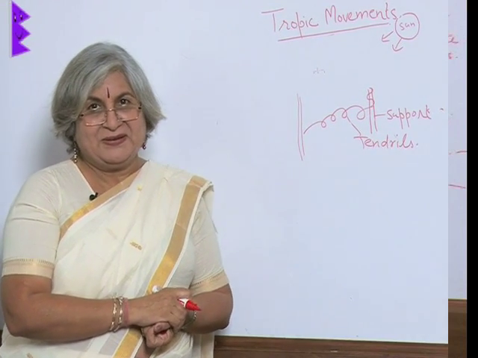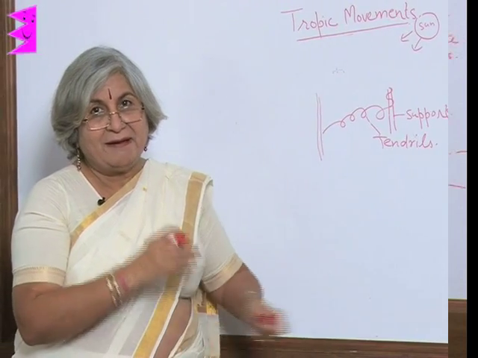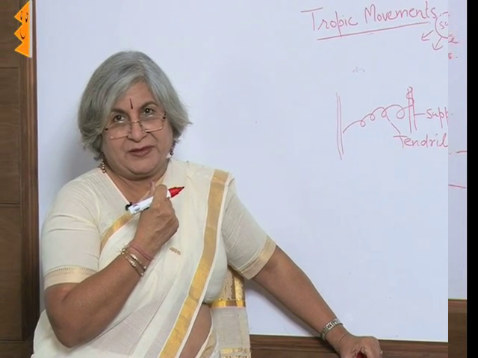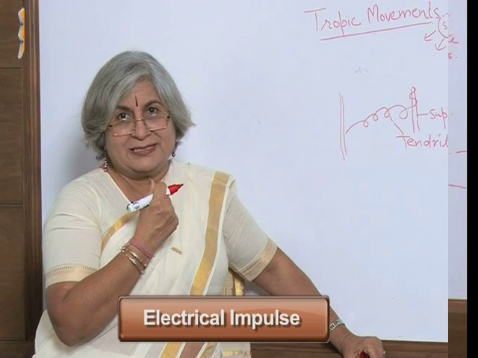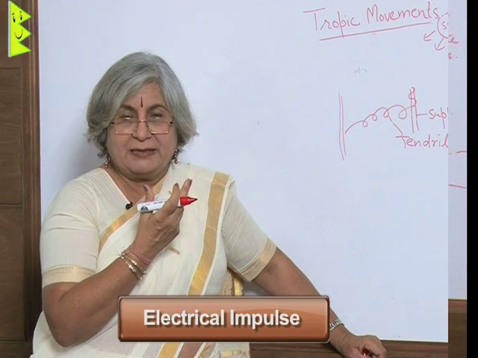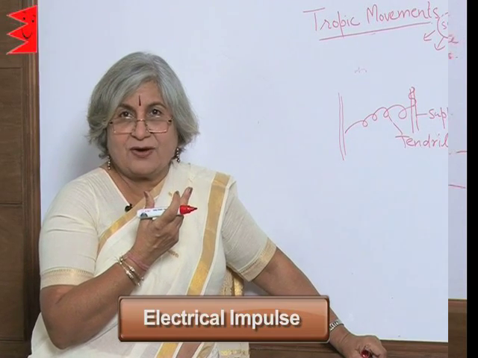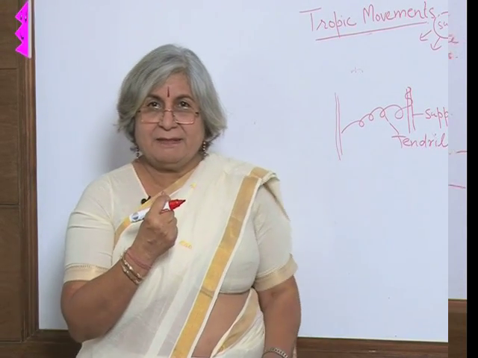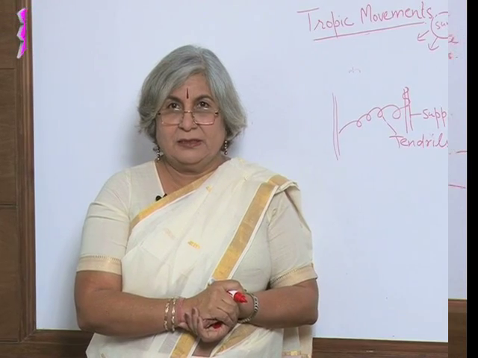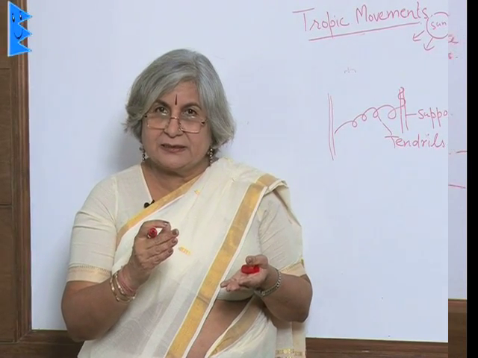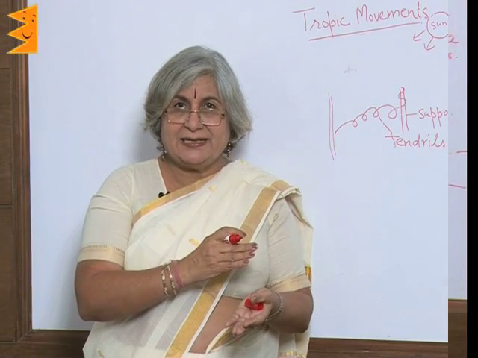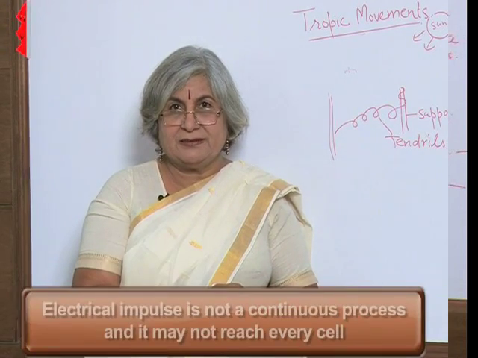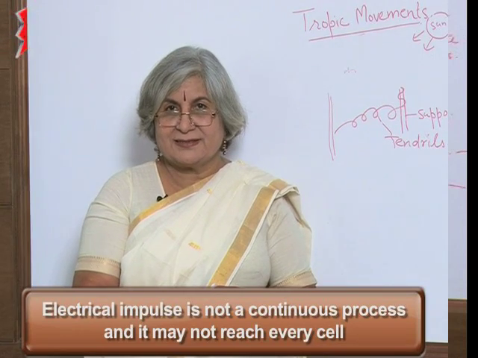Right? So after this, we come to another very, very beautiful aspect of plants. Now this electrical impulse is there, but it's not steady, it's not consistent. Why not? Because when an electrical impulse reaches a cell, it brings about certain changes. And by the time the resetting takes place, some time lapses before another impulse can be transmitted. So it is not a continuous process.